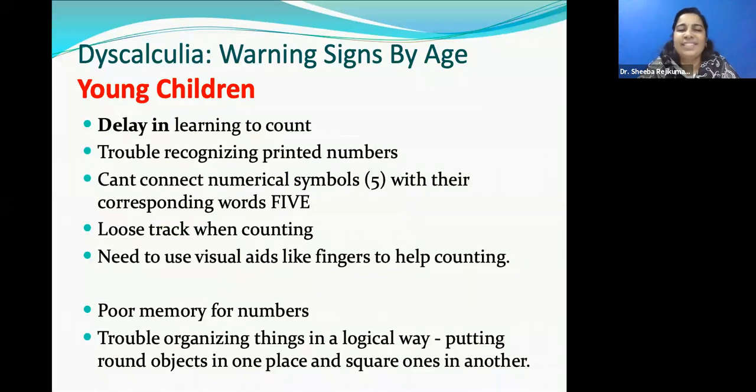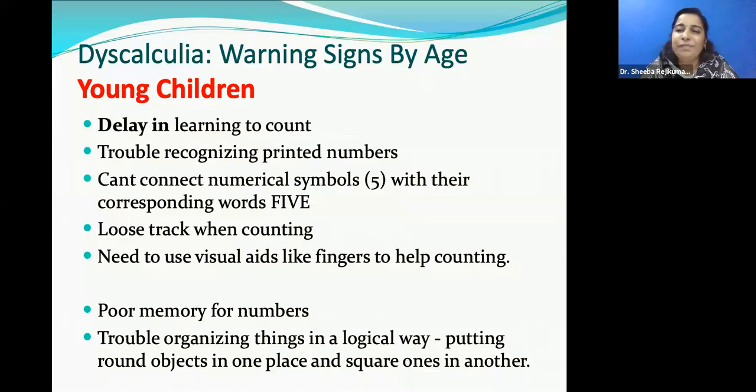Okay. So regarding young children, it always starts with a delay in learning to count. You teach them how to count, and you fail. Desperately you fail. You become frantic, but they can't learn to count. There can also be trouble recognizing printed numbers, and they can't connect numerical symbols like 5 with their corresponding words.